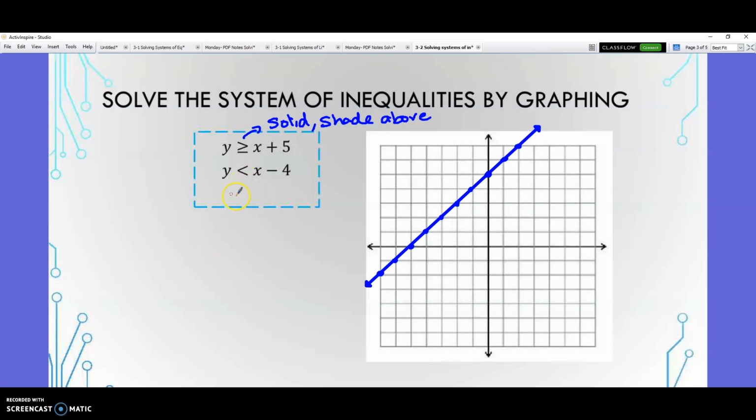The next one, y is less than, just less than, so dashed line. Shade below. Since it's dashed, we're going to have an open circle at -4. And my slope is also up 1 over 1, so open circles for all of those. Okay, and then a dashed line in between.